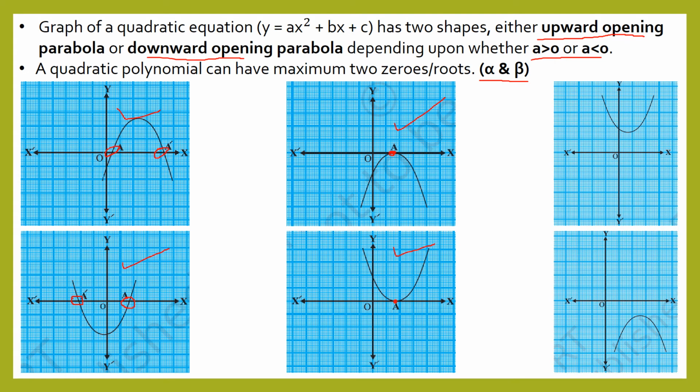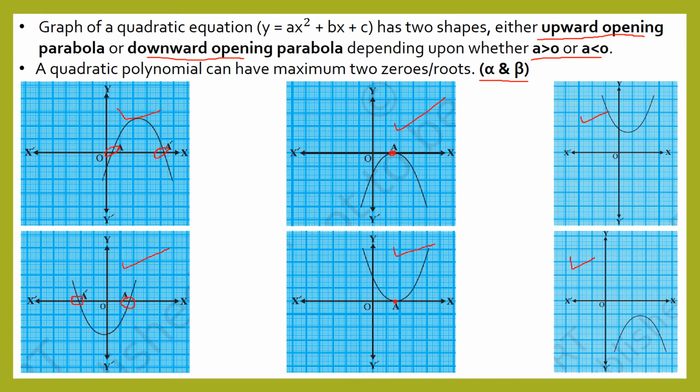Now in this particular case, we have an upward opening parabola, but it doesn't touch the horizontal axis. That means the value of a is positive, but there is no zero possible for this particular polynomial.